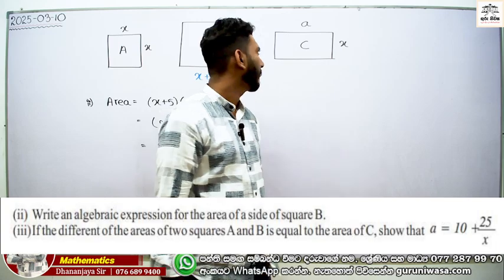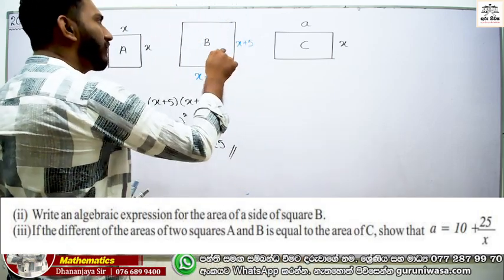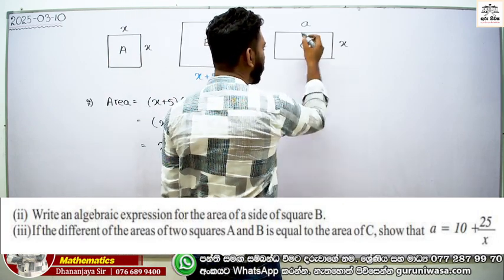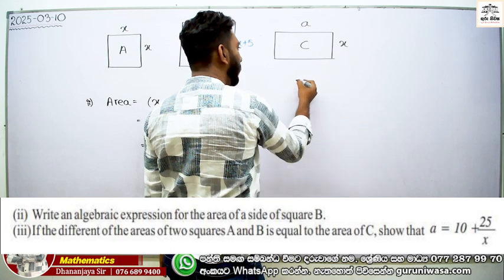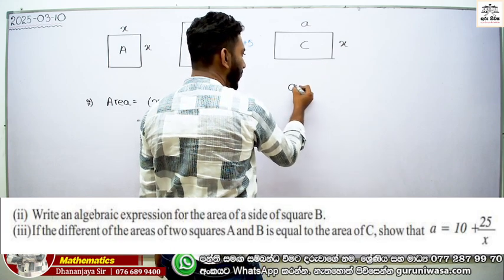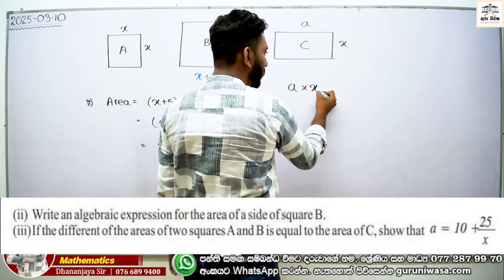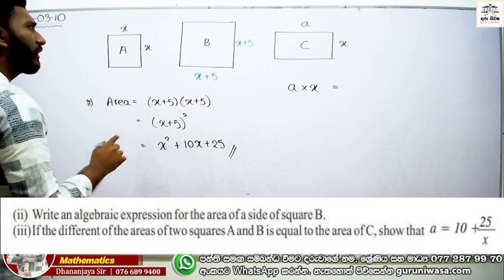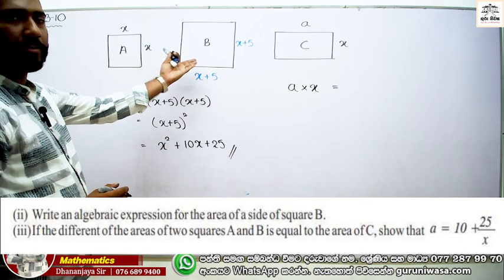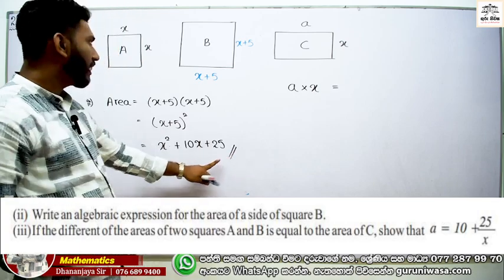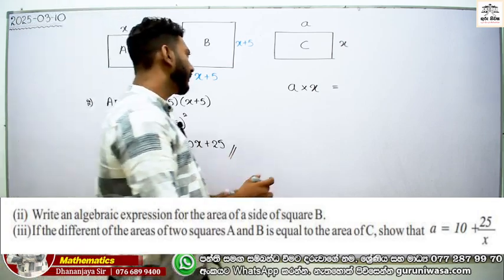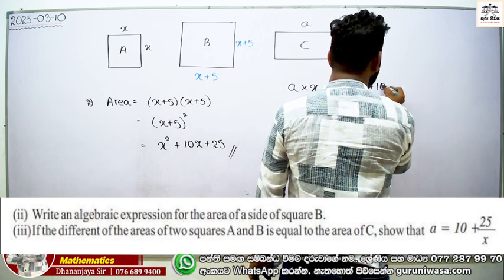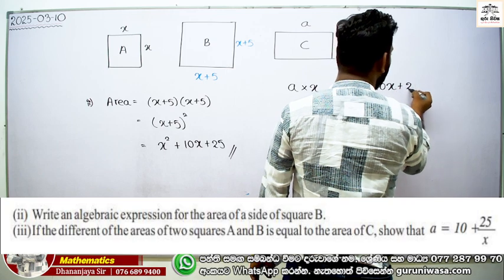Let's do this then. Area of the rectangular portion. Therefore, the rectangular portion is equal to A times X. Now look at this. A multiplied by X should be equal to the difference of, now tell me which is the greatest one. B is the greatest one. Therefore, the area of B is x squared plus 10x plus 25.